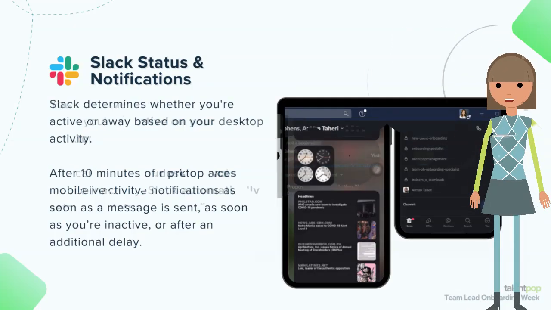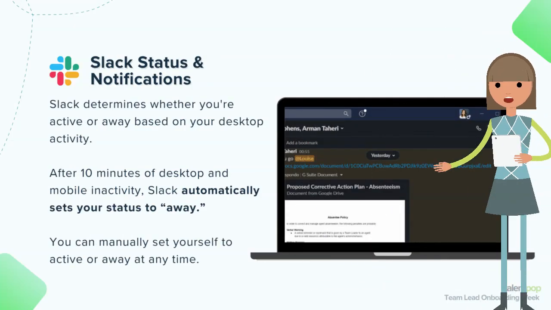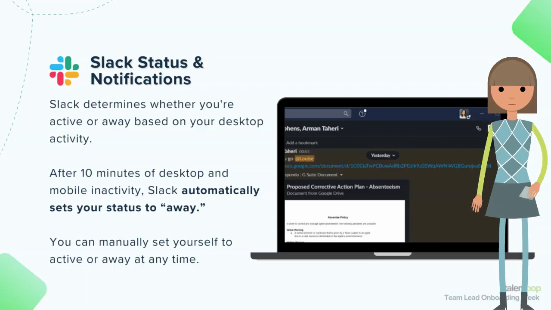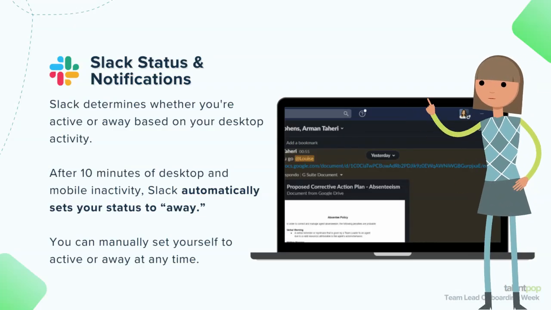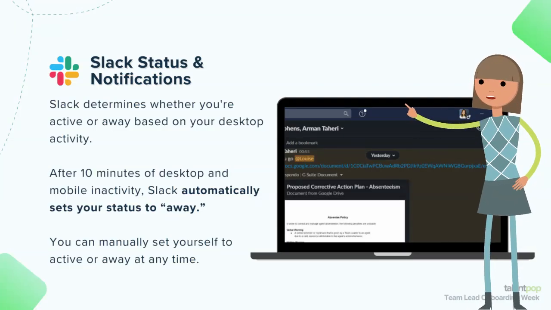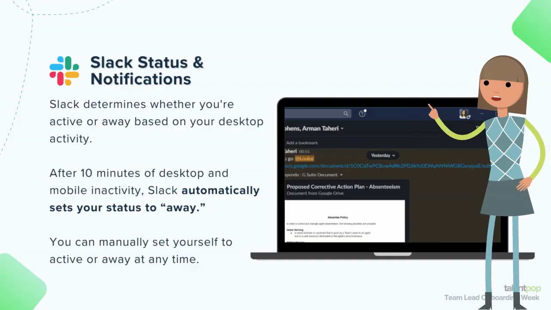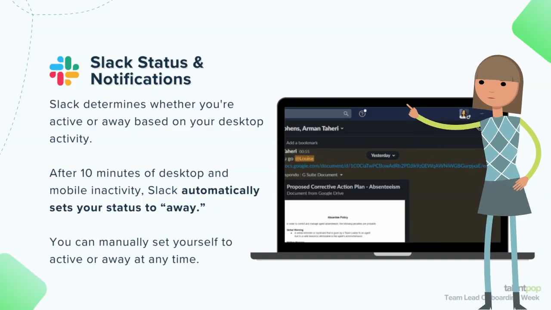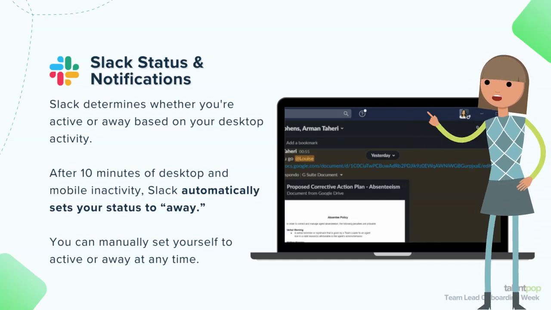Slack automatically tracks your activity based on your device usage. If there is no activity for about 10 minutes, your status will switch to away. This is important because your team relies on your status to understand your availability. You can also manually update your status at any time. For example, you might set your status to "in a meeting" or "on break." Using your status properly helps set expectations and improves team coordination.